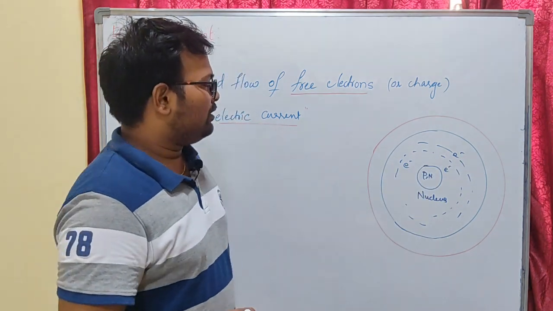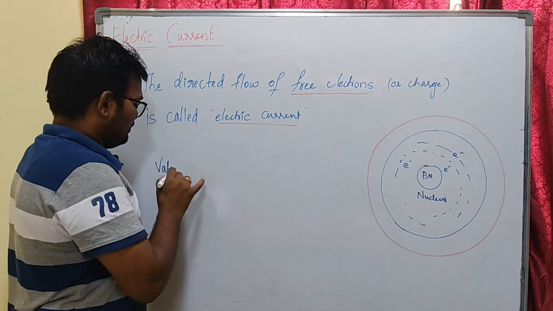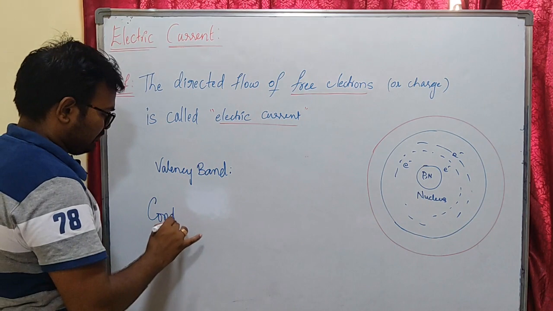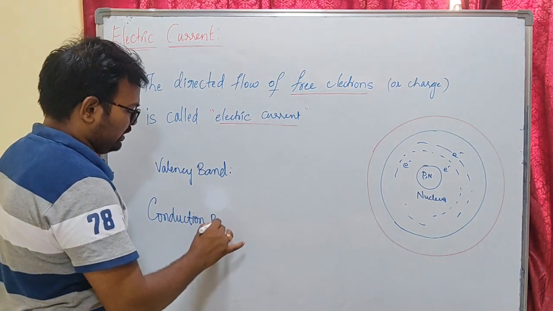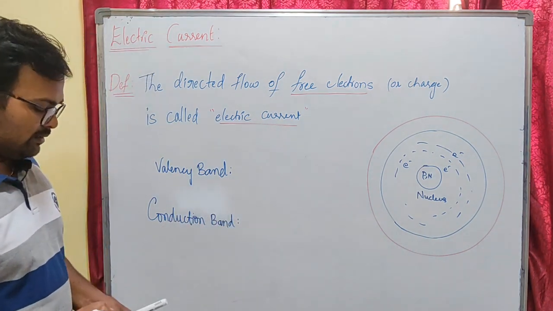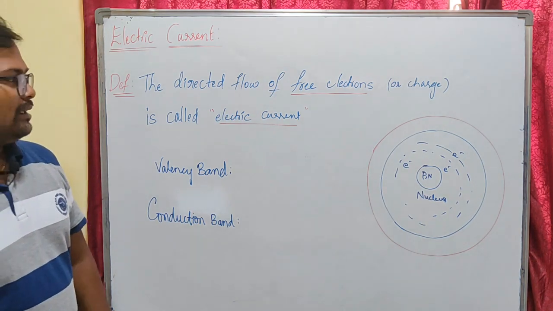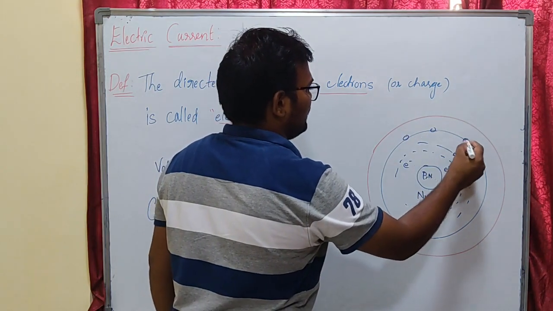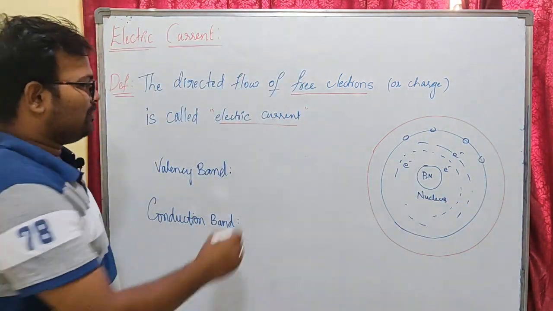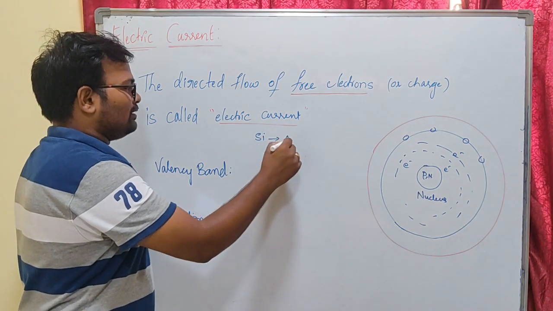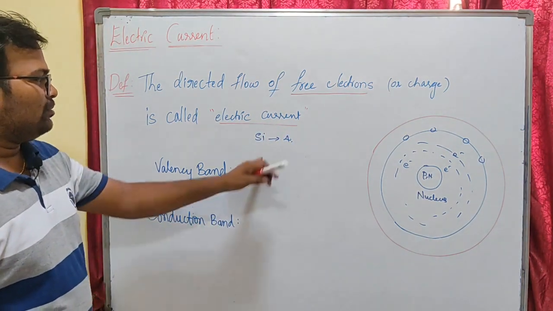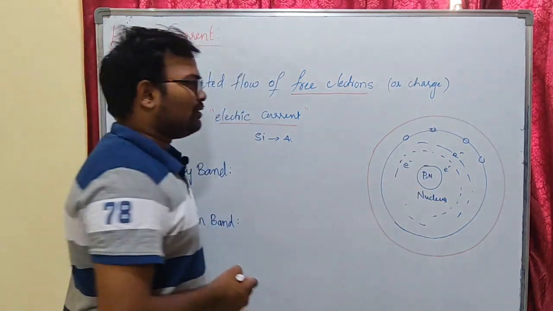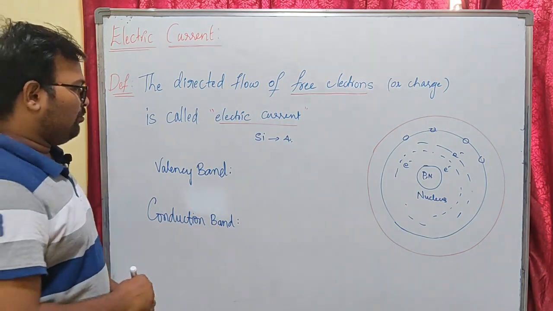And you also know regarding the valency band and conduction band. So what are these two bands? Any atom, based on its atomic number, will have some valency electrons. Here let me consider silicon, which has 4 valency electrons because its group number is 4. The electrons in the valency band are called bounded electrons.